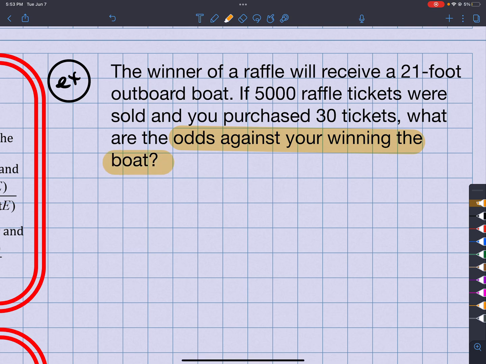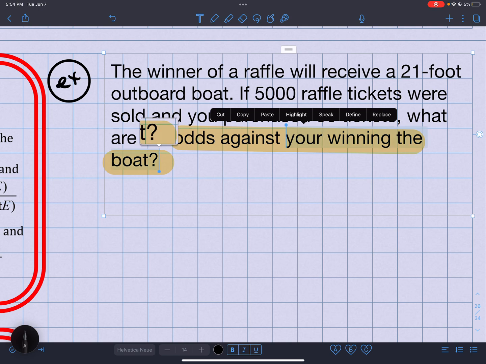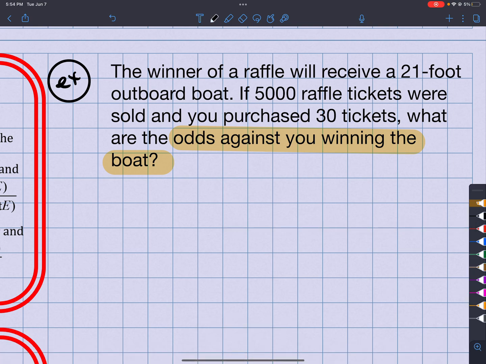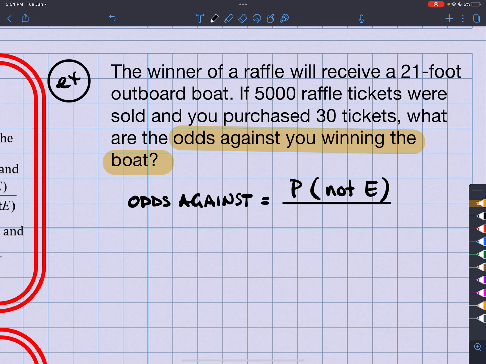I'm going to say this, just say the odds against you winning the boat, okay? So let me actually fix that really quick. All right. Doesn't want me to do that. There we go. And let's go back here. Okay, so it's against you winning the boat. So it'll be odds against. So if it's odds against, then that would be the probability of it not happening divided by the probability of it happening. Okay?